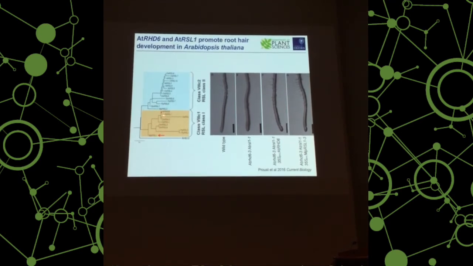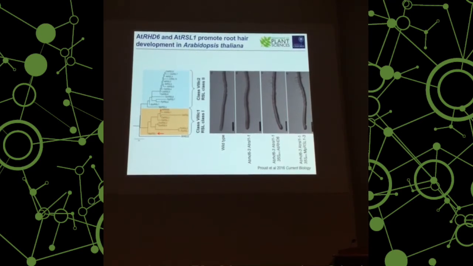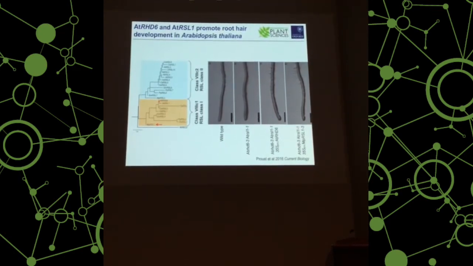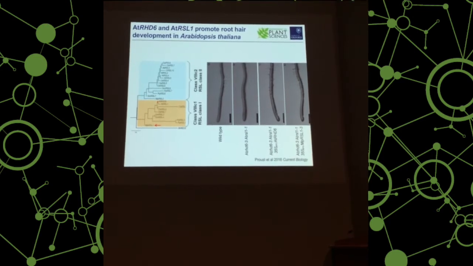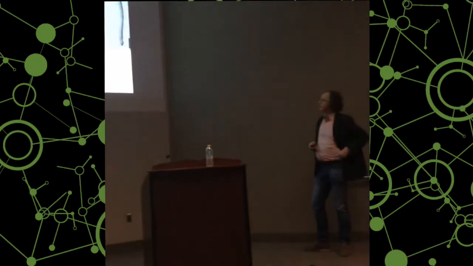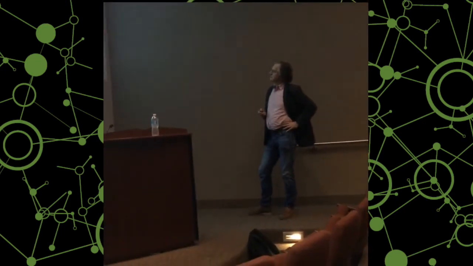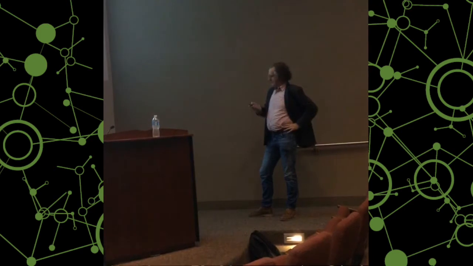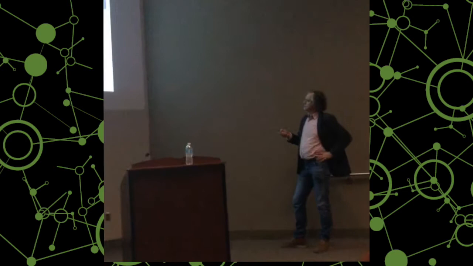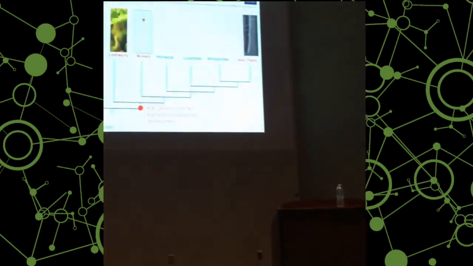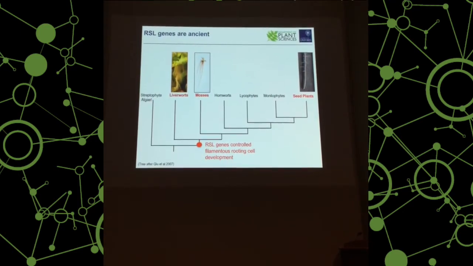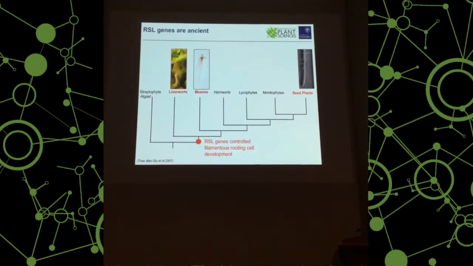So what this tells us is that the function of these proteins has been conserved over the approximately 450 million years since these two plants last shared a common ancestor. I haven't gone into it, but these proteins are conserved in their basic helix-loop-helix domain. There's no conservation outside of those domains. So the function has been conserved for some time. So what I can say now is that, given that we've shown that the RSL genes are controlling the formation of these rhizoid structures here and here, the RSL genes likely controlled the development of these filamentous rooting cells in the common ancestor of land plants.